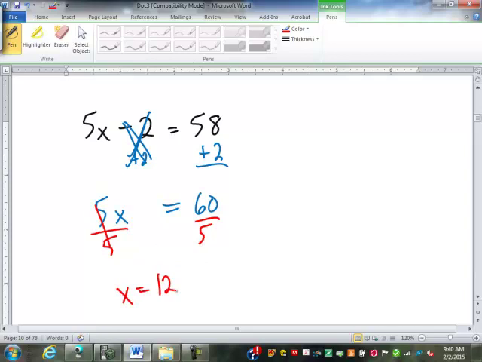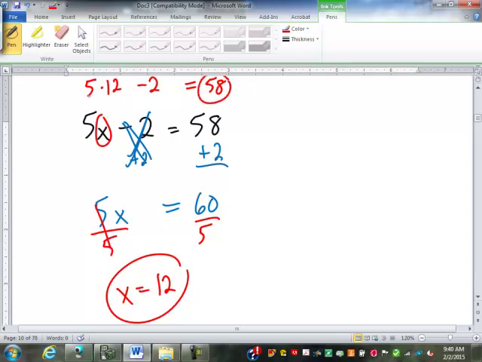So x equals 12. And we always could go back and double check by replacing the variable with that number. So instead of 5x, it could be 5 times 12 minus 2. And hopefully that'll equal 58. 5 times 12 is 60. Minus 2 is 58. So it does check out. We get the same value on each side of the equation.